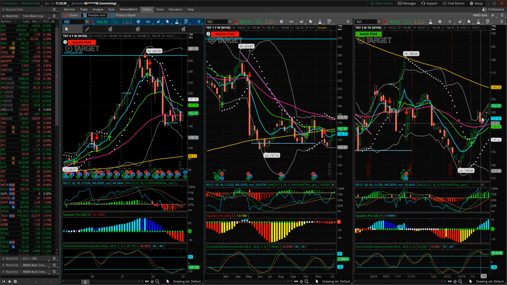I'll probably look to see if we pull back close to this 21 and then look for the bounce off of that. So give this thing time to settle down into here, reverse, and then buy the bounce. But yeah, not bad on Target.